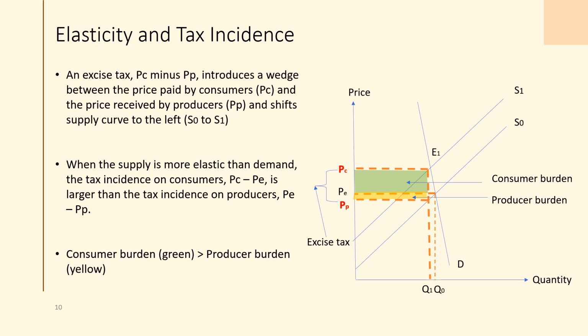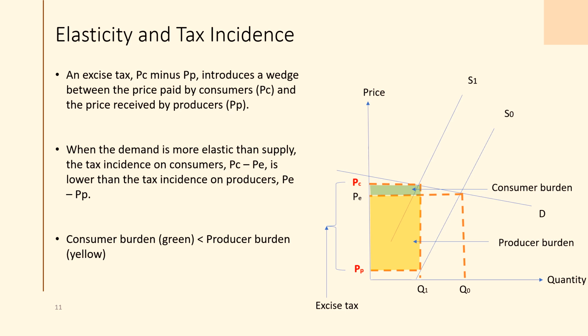Let's look at this using diagrams. An excise tax creates a difference between the price consumers pay, called PC, and the price producers receive, called PP. This tax shifts the supply curve to the left. When supply is more elastic than demand, consumers are less responsive, so they bear a larger portion of the tax. This is shown by a larger gap between PC and the original equilibrium price PE compared to the gap between PE and PP.